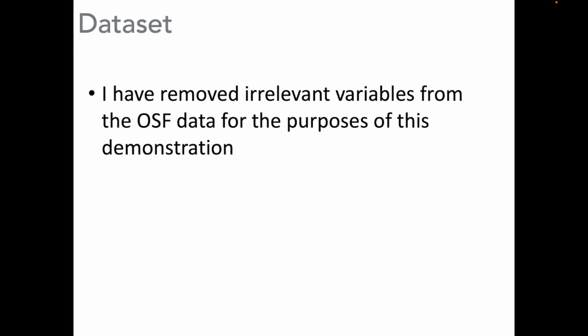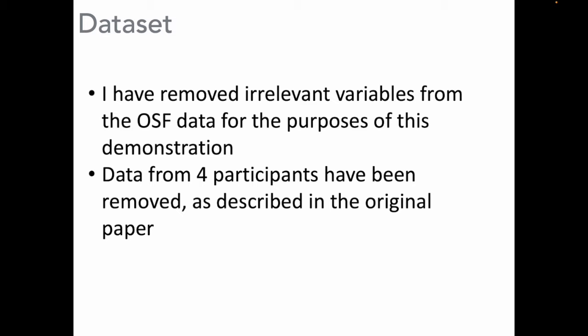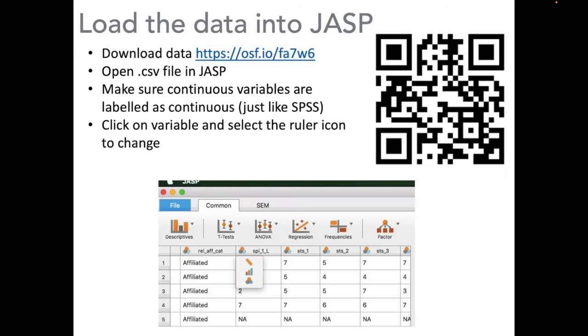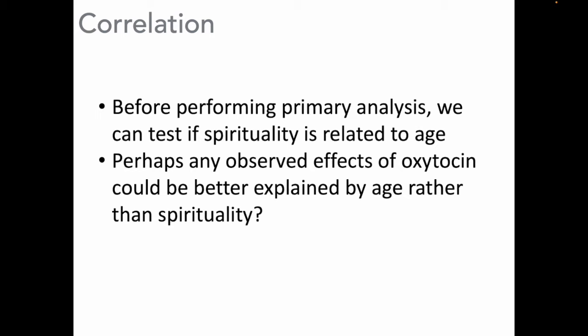For the example data set that I'm going to show you a link to soon, I've removed the variables that we don't need. In the actual paper, they removed 4 participants. I don't remember why, so I've done exactly the same thing in order to replicate the actual analysis. I've created this data set at this link here, which you can look at now or later. With JASP, you can open up CSV files and load them up, and you can see the interface has quite a lot of similarities with SPSS. Like SPSS or other software packages, you have to make sure that continuous variables are labeled as such and are in the right structure, and you can easily change these things. As an example analysis, before performing this analysis, you might want to ask the question: is spirituality related to age? Perhaps people who are older are more spiritual or less spiritual.